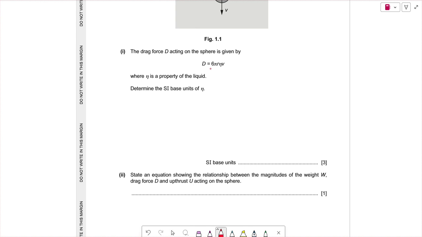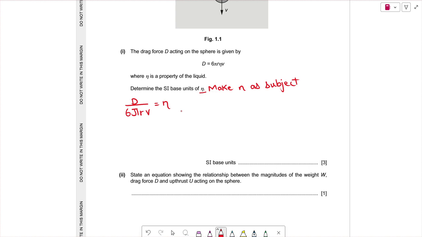In such questions, whenever we have to find the SI base units of a certain variable, we should always make that variable the subject first. So make eta the subject. Making eta the subject means that eta should be on one side while all the other variables and numbers should be on the other side. So this expression turns into D over 6 pi r v is equal to eta. In this expression, 6 pi r v was being multiplied with eta on the right hand side. When you shift it to the left, it will be divided by D.